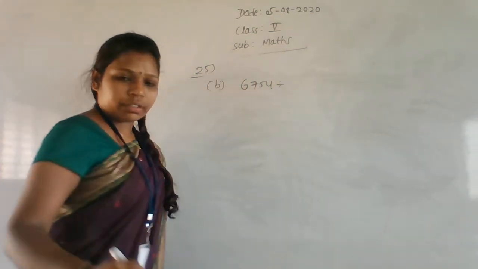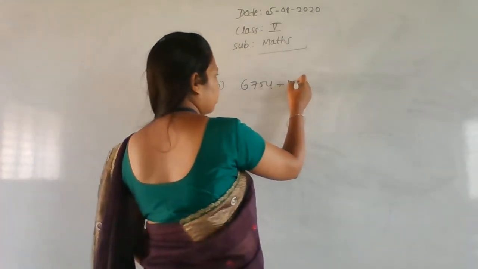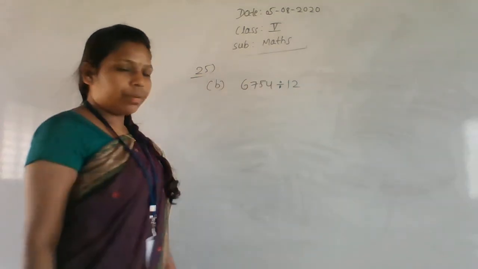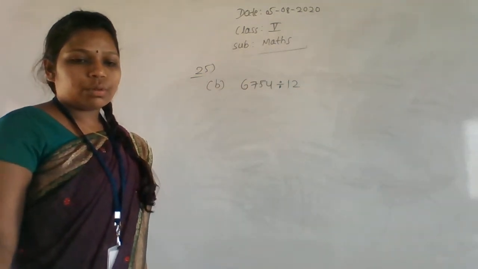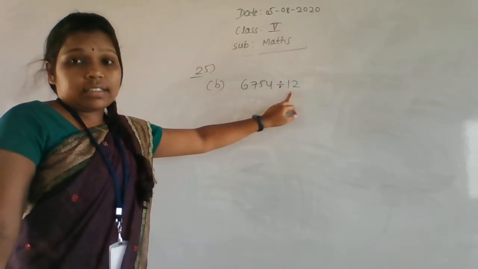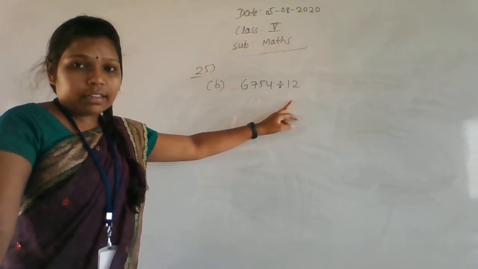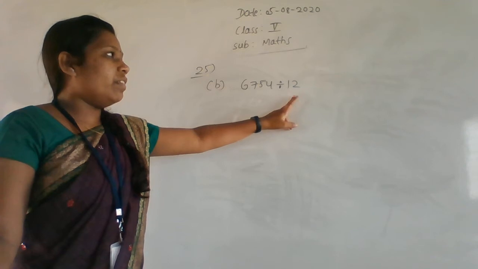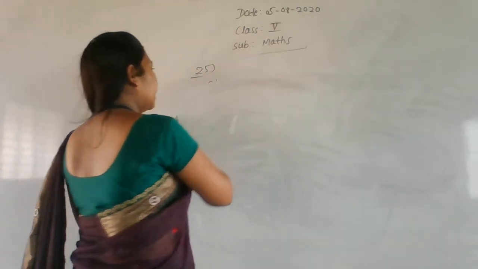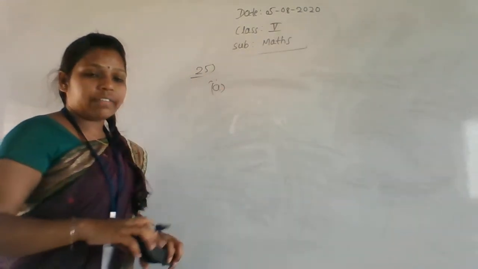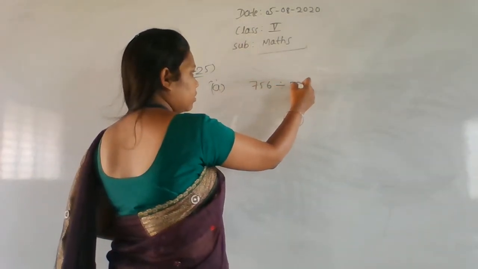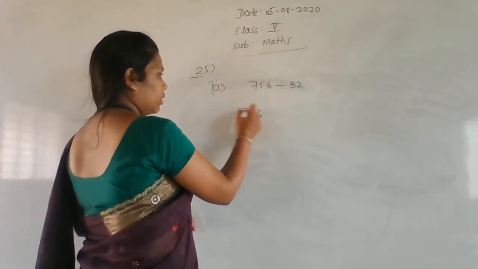Next one is 6,754 divided by 12. I hope everyone knows the 12 table. Everyone gets confused with the 32 table, right? Since everyone knows the 12 table, you can do this problem easily. So better we do the 8th one, because in the 8th one the divisor is 32. 756 will be divided by 32.